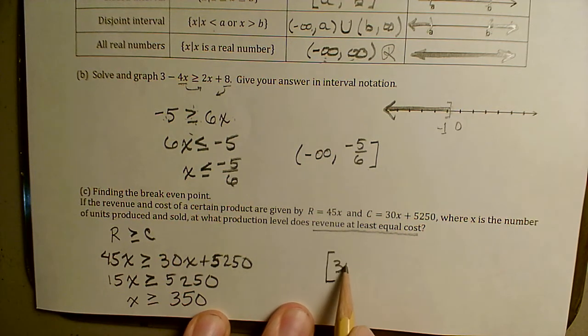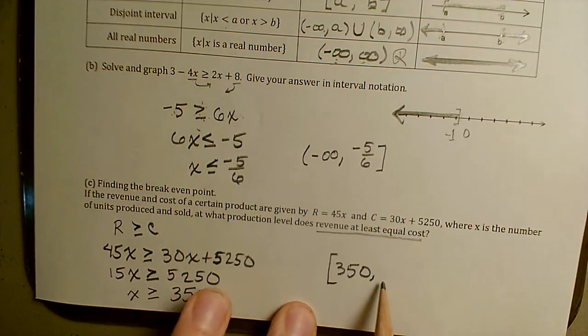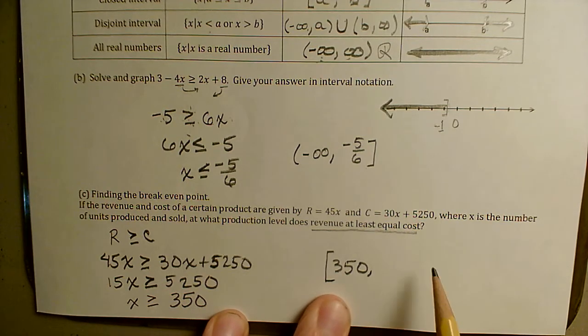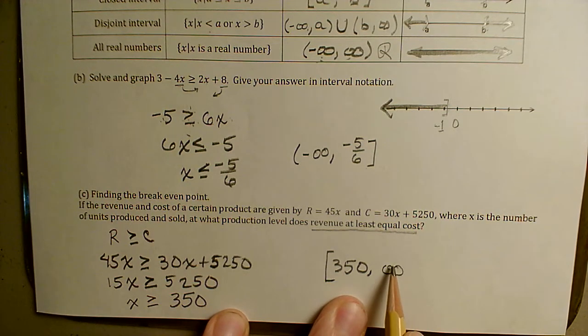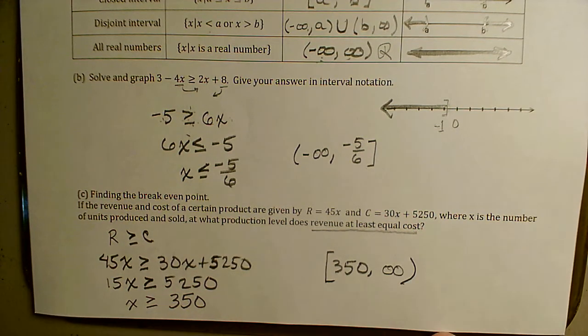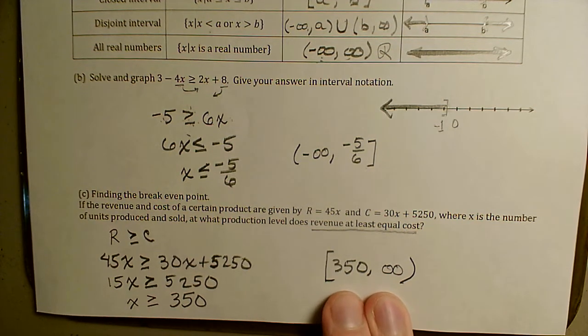Well, 350 is the lower bound. It's inclusive, so we have a square bracket, and then up to infinity with a parenthesis. Okay, so that's how our answer would look in interval notation.